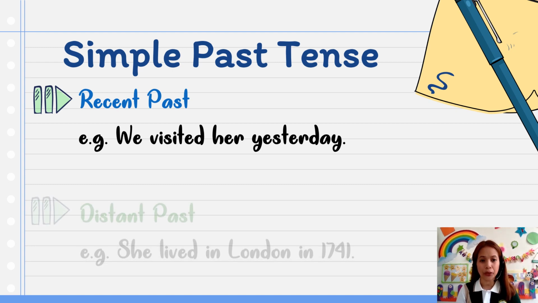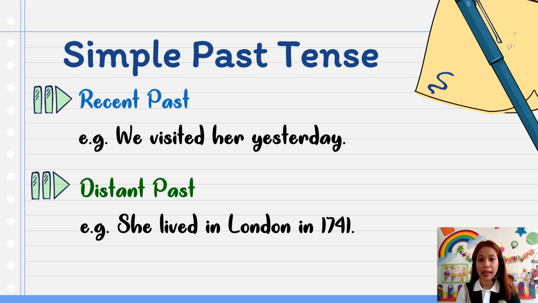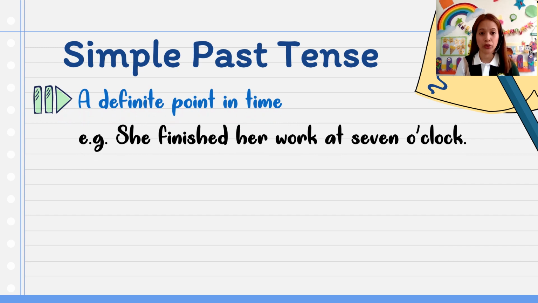The other one, distant past. Distant past refers to actions or events that were completed over a period of time. For example, she lived in London in 1741, meaning to say she lived before in London in 1741, and it's a completed action. She might not live in London now. So your verb is live. What is the past? It's lived.